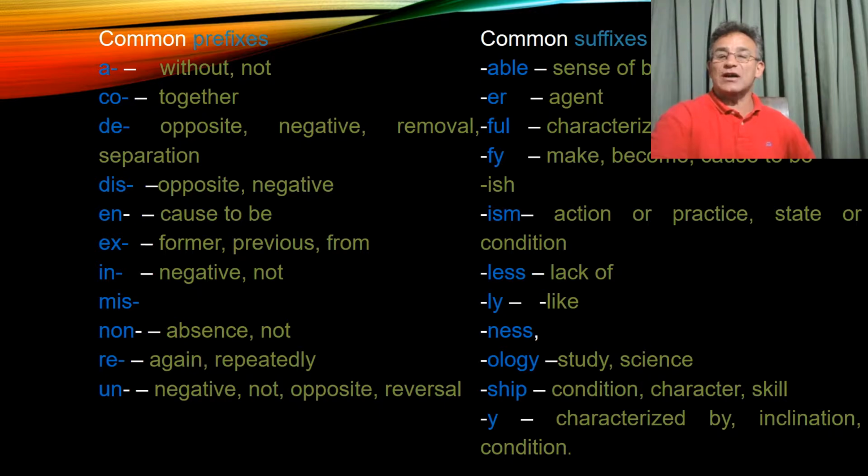The most common suffixes are able, sense of being; er, as an agent; ful, characterized by; fy, make, become, cause to be; ish; ism, action or practice; ity, state or condition; less, lack of; like; ness, without; ology, study, science; ship, condition, character, skill; y, characterized by, inclination, condition.